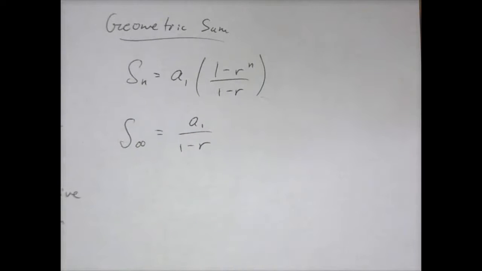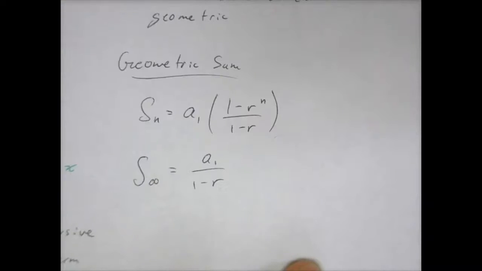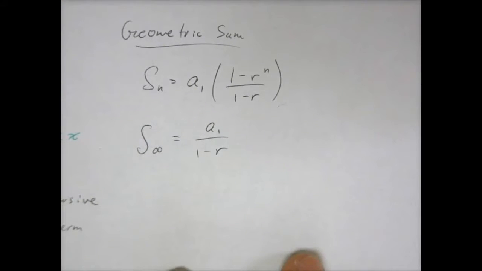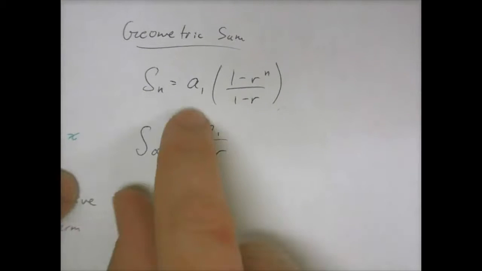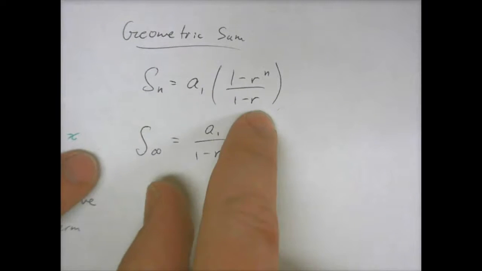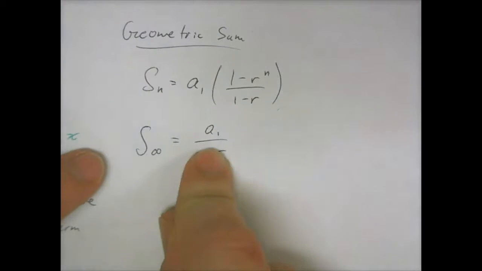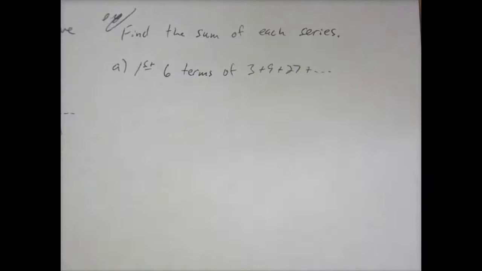Okay, there are two geometric sum formulas. As long as you have a geometric sequence, or something that looks like a sub 1 times r to the n minus 1, you can use a geometric sum if you are trying to find the sum of a sequence. That formula is a sub 1 times 1 minus r to the n over 1 minus r. If it is infinite, or goes on forever, you have a sub 1 over 1 minus r. So we could use those formulas when we are doing something like this.